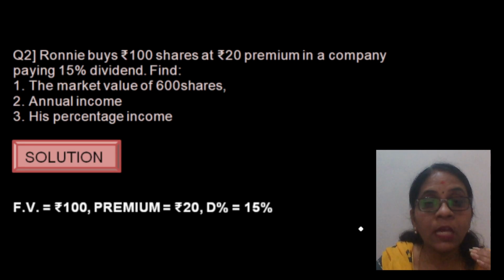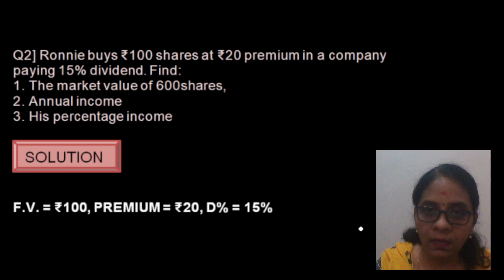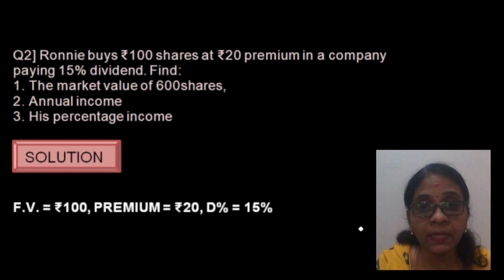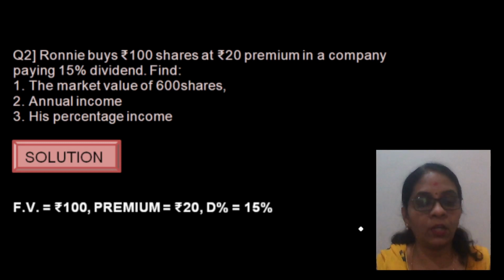Market value is 20 more than the face value, paying 15% dividend. The dividend percentage is 15%. Find the market value of 600 shares. Indirectly asked, what is the investment? Okay. Annual income and his percentage income. Percentage income means rate of return.